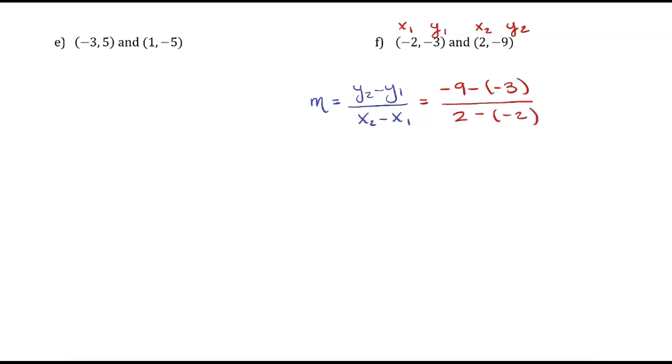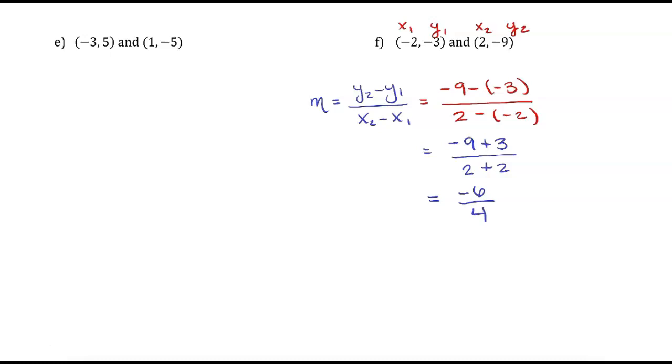Notice how important these parentheses are so that we make sure to account for those negatives. In the numerator, this is -9 minus a -3. 2 negatives make a positive, so it's -9 plus 3. In the denominator, we have 2 minus -2. 2 negatives again make a positive, so this is 2 plus 2. -9 and a +3 is a -6. 2 plus 2 is 4.